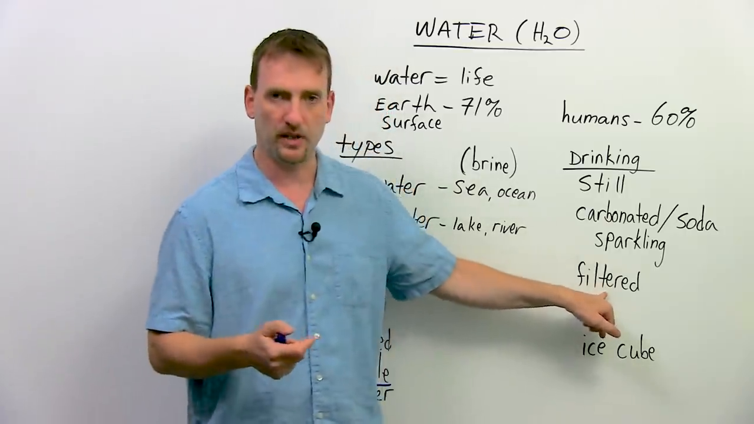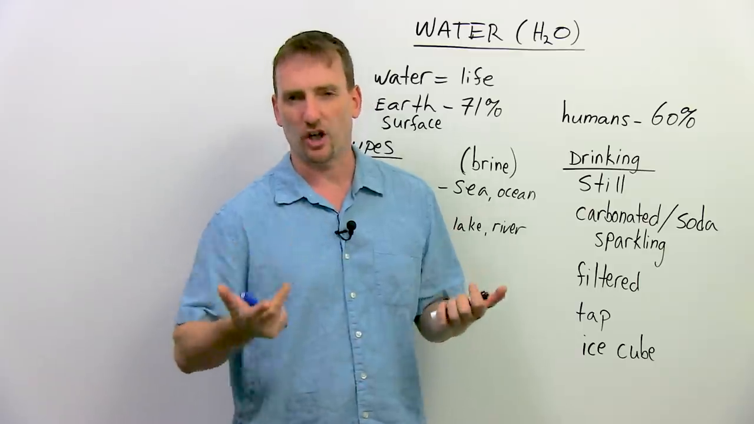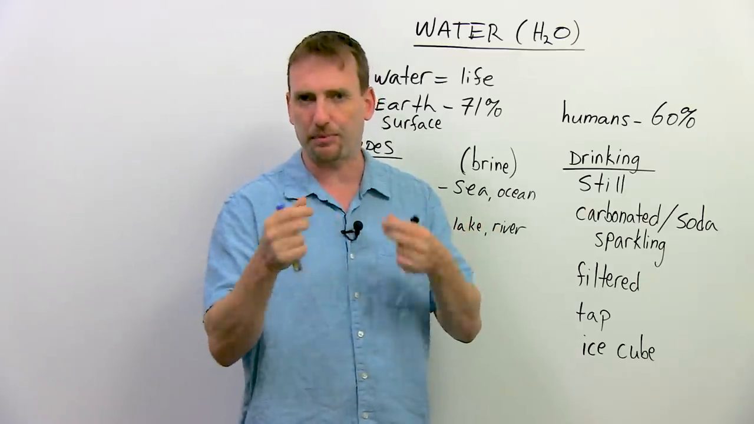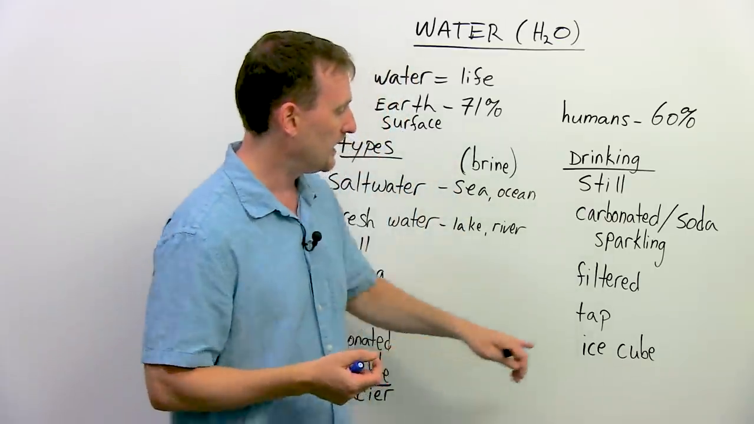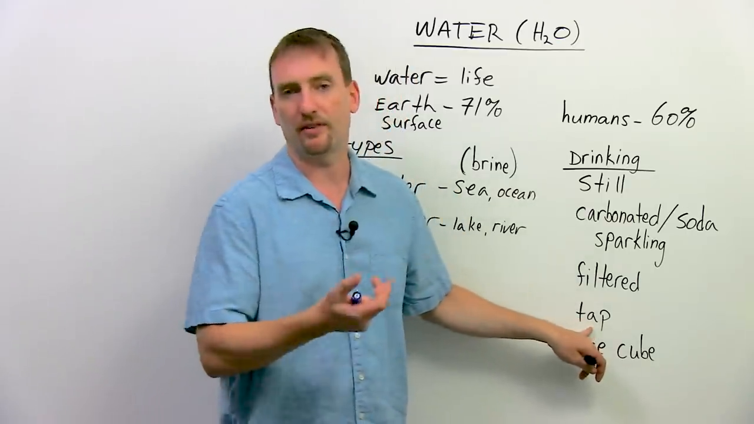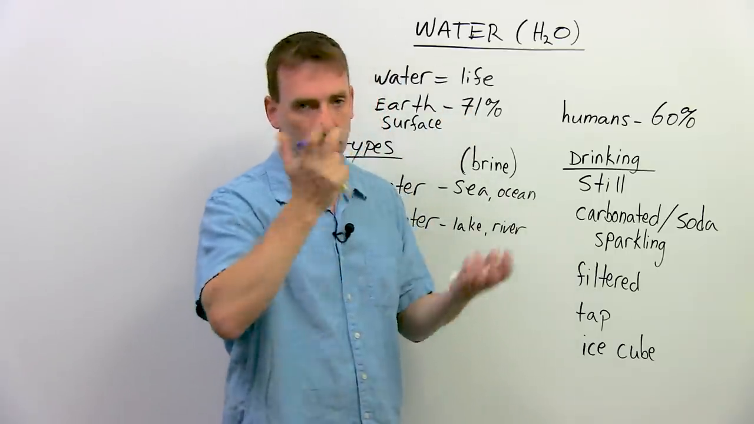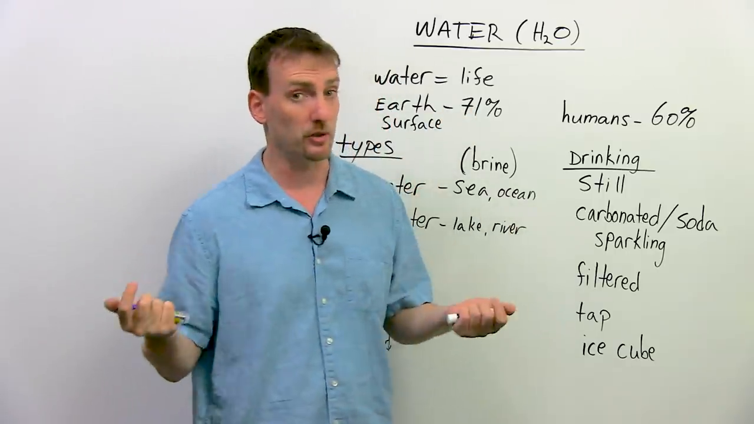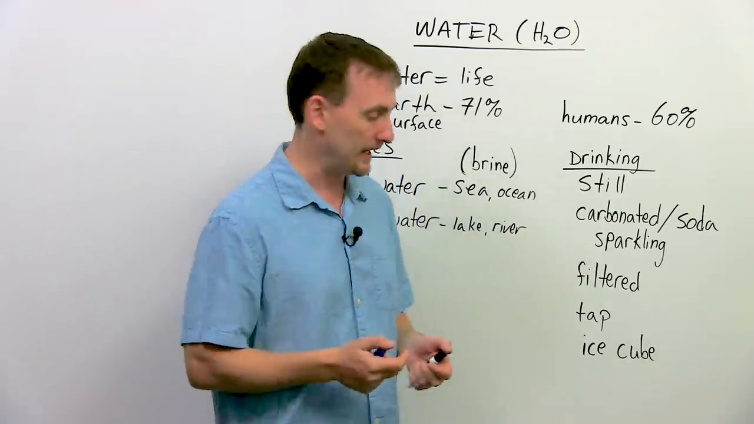Filtered water. You can put water through a filter, usually a charcoal filter, and it takes out the little particles and makes it a little bit cleaner so you can drink it. Tap water. This is what you have at home. You turn on the tap, water comes out the pipe, you drink it, it's fine. Depends where you live. In Canada, you can drink tap water pretty much anywhere.